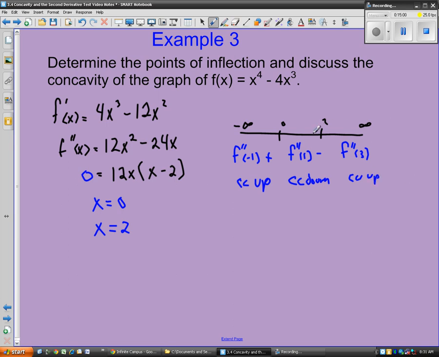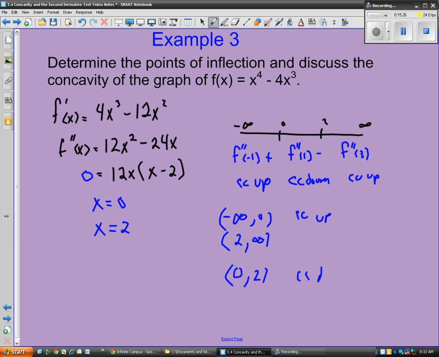When they say discuss the concavity, we want to know that in the interval between negative infinity and 0, we're concave up, and also between 2 and infinity, we're in that same boat. And then between 0 and 2, in that interval, we're concave down. And so some kind of summary of that would be necessary to discuss the concavity.